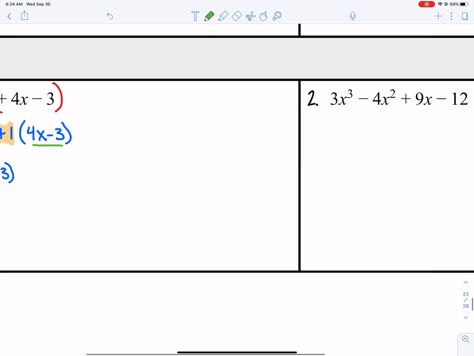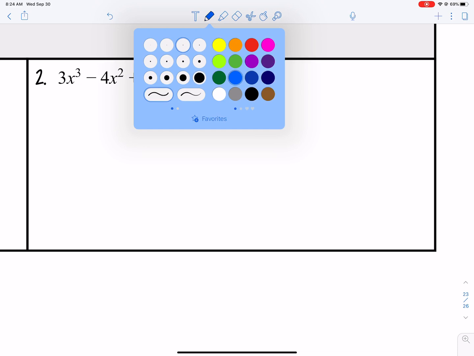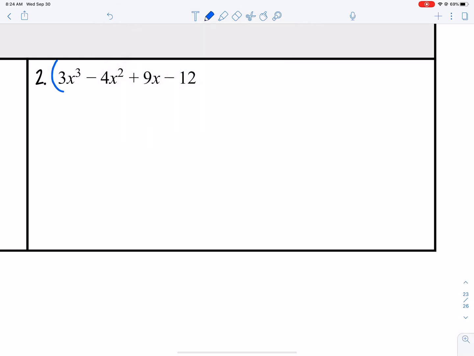Okay, so let's look at one more example of grouping. So again, 4 or more terms, make sure it's in standard form, and then group the first two and the last two terms. So in my first group, I can take out x squared, and I would have 3x minus 4 left over. And in the next group, the 9x minus 12, I can take out a 3, and I would have 3x minus 4 left over.